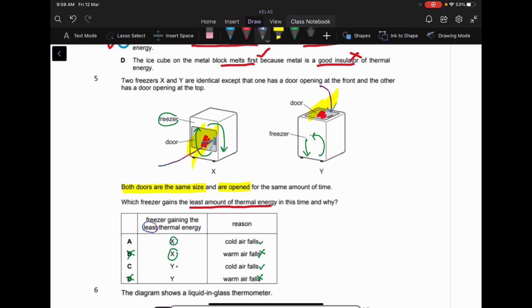okay, so the cool, right? So only this part here. So this one, the answer is X or Y. So the answer is C. Y: gain the least thermal energy because the opening is at the top. The cold air falls. Okay, so that's why the answer.